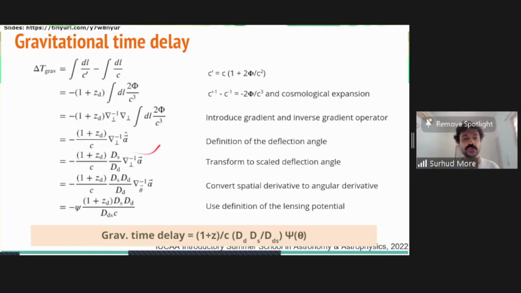Then you can go through the mathematics and show that this extra gravitational time delay, because of the slowing down of the speed of light, is given by this particular equation, where psi is the lensing potential that we derived previously, times this 1 plus zd factor, which comes because of the expansion of the universe, and then these factors ds, dd, and dds that you have used.